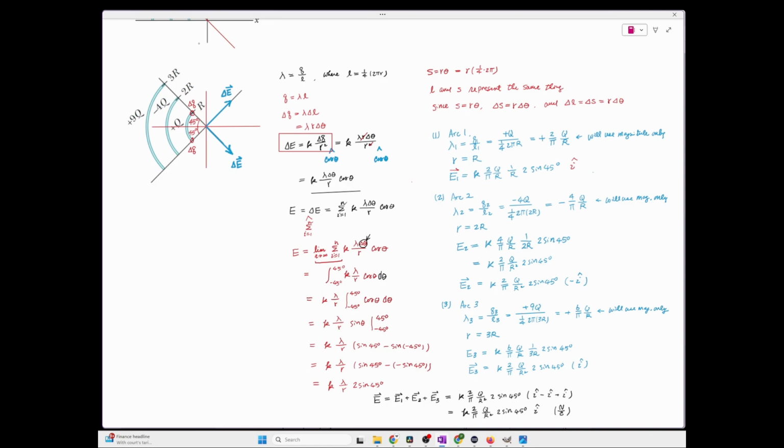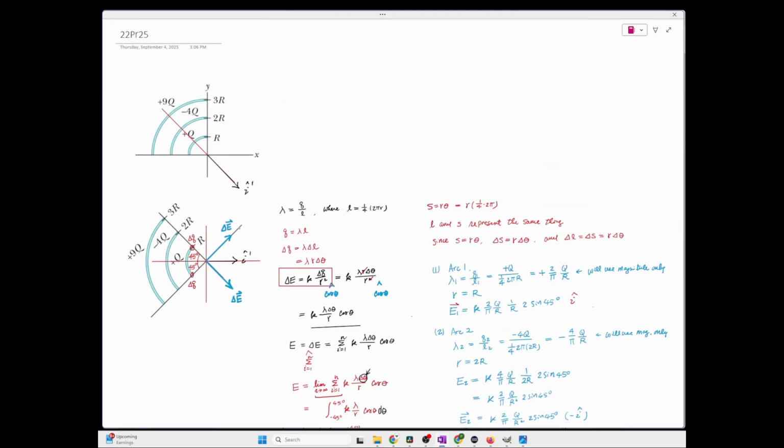The magnitude is correct. However, we will notice that this i hat is the direction in the transformed coordinate system. And let's draw that. And we have to move that back to the original coordinate system. And in that original coordinate system, the direction of the net electric field is along the southeast direction. Or in the book, they will call it negative 45 degrees.